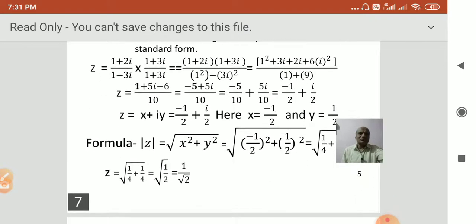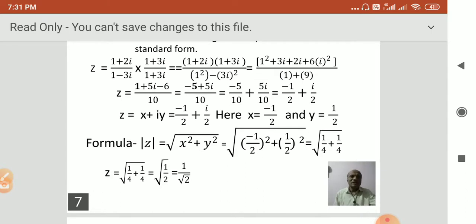Now once we know the value of x and y, we can find the modulus or mod of the given complex number using the formula square root of x square plus y square. So substitute the value of x, that is minus 1 half square, plus the value of y, that is plus 1 half square. So 1 by 4 plus 1 by 4, so this will be 2 by 4, so square root of 1 half, or the modulus of the given complex number will be mod of z, which is equal to 1 upon square root of 2.